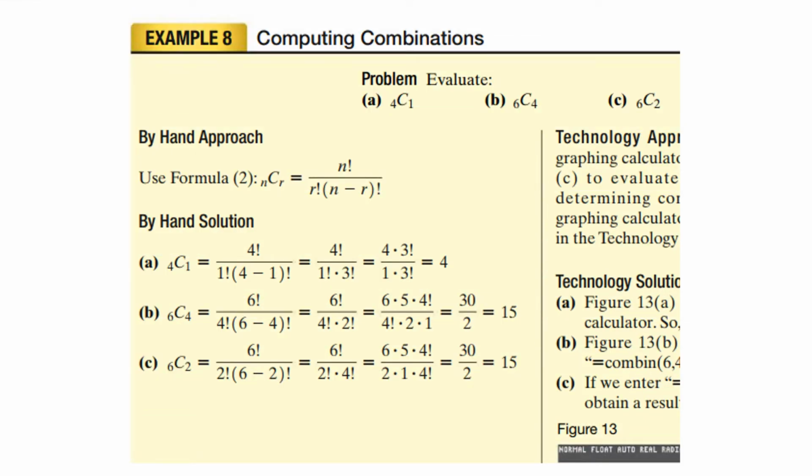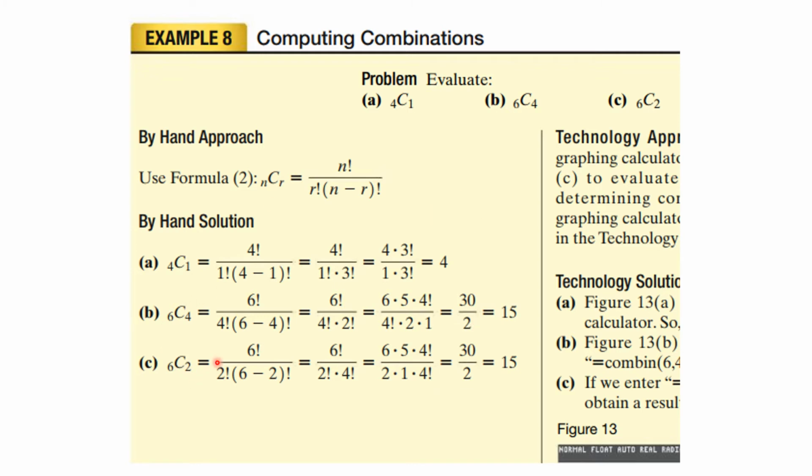Again, let's do some calculations. So 4 choose 1, 6 choose 4, and 6 choose 2. Okay, so 4 choose 1 is 4 factorial over 1 factorial times 4 minus 1 factorial. First thing you do is the parentheses, that's 3 factorial. So that's 4 factorial over 1 factorial times 3 factorial. So that is 4 times 3 factorial over 1 times 3 factorial. The 3 factorials cancel, and that is 4. And that makes sense because you ask, how many ways can I choose one thing from a set of 4? Well, you choose each one, so that makes sense.